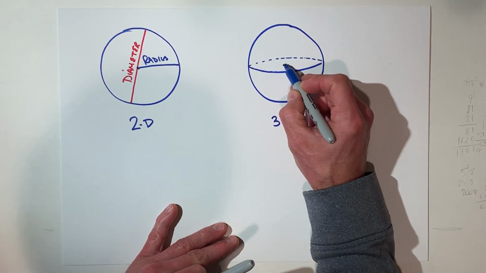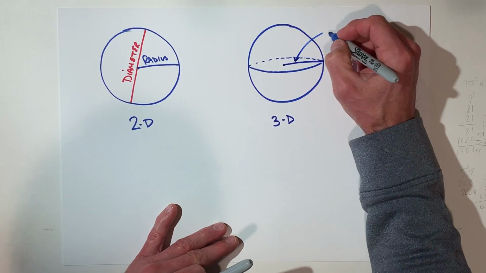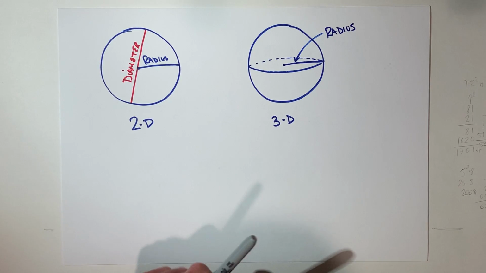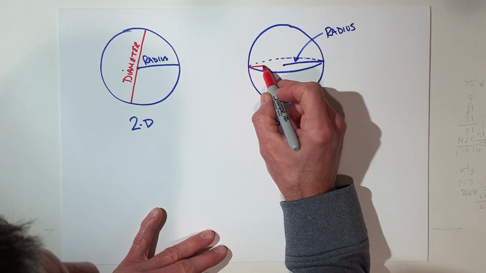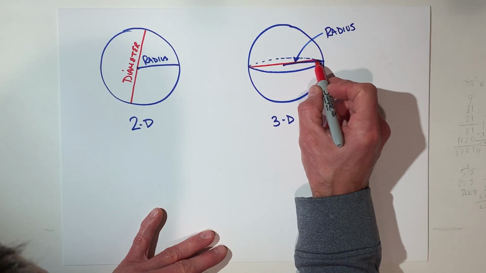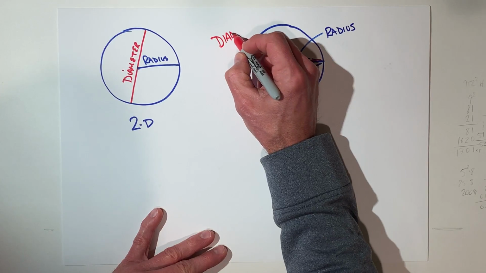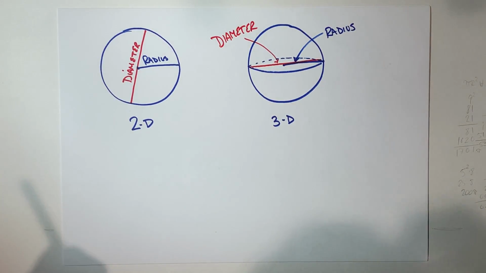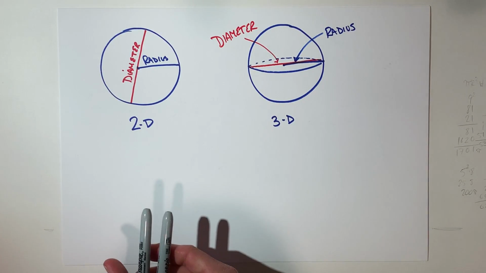What is kind of cool though is that the radius is still the radius. I don't want to clutter this up too much, so I'm going to put the word off to the side. And this could still have a diameter. The diameter would normally be drawn from one corner to the other, so if you imagine it going the whole way across, then that red one would be the diameter. So spheres have a radius, and they have a diameter as well.